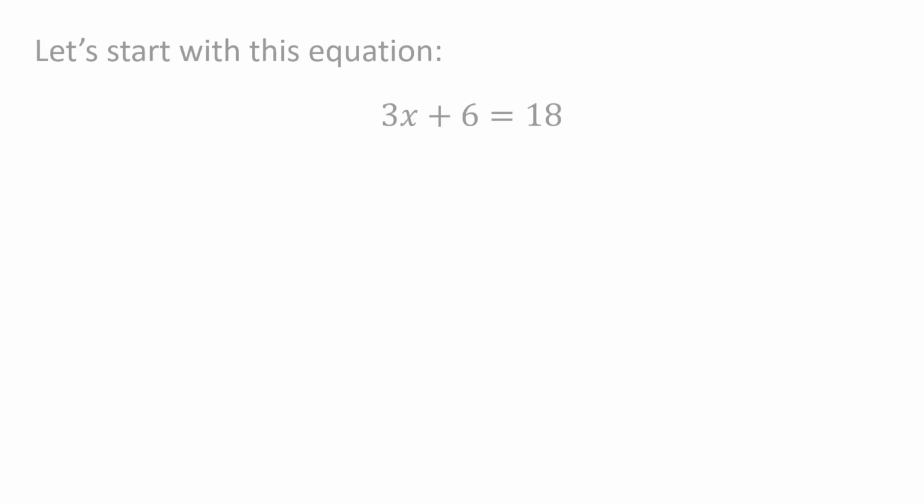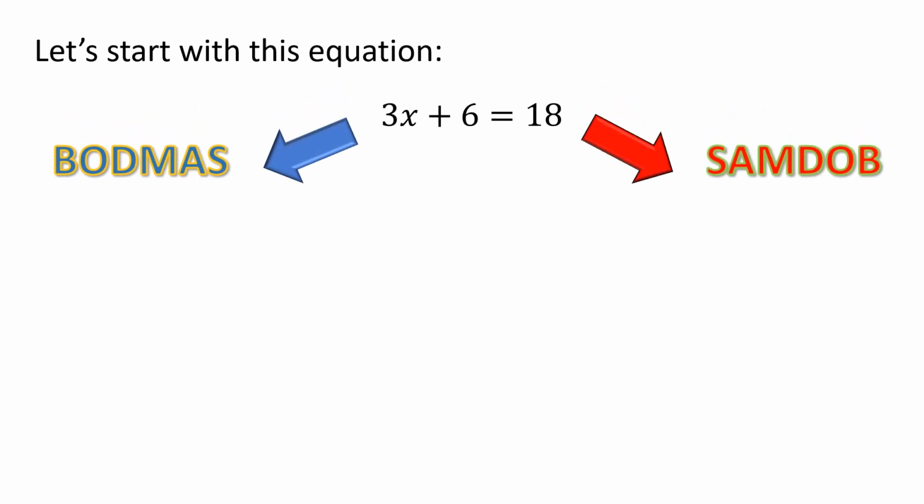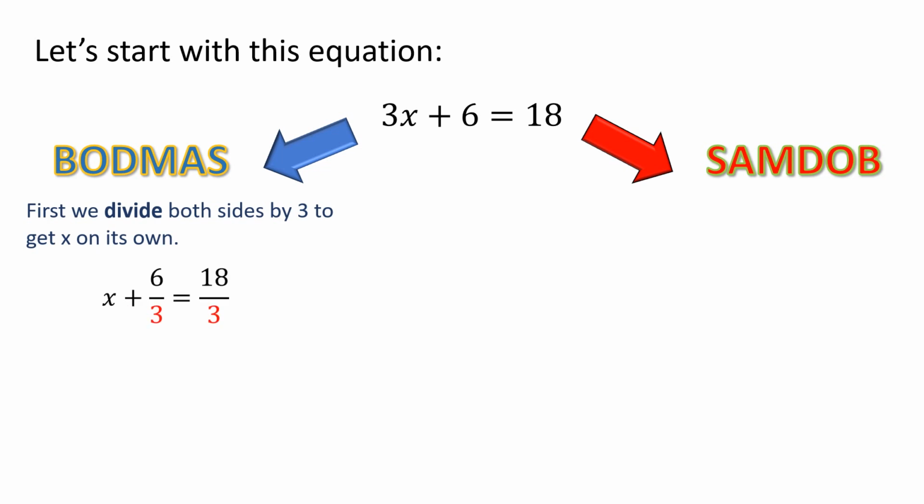Let's start with the equation on the left. 3x plus 6 equals 18. We're going to do this equation both ways, and we'll start with BODMAS. First, we divide both sides by 3 to get x on its own. This gives us a single x, but we must divide two other numbers by 3 to do this. 6 over 3 is 2, and 18 over 3 is 6, giving us x plus 2 equals 6.